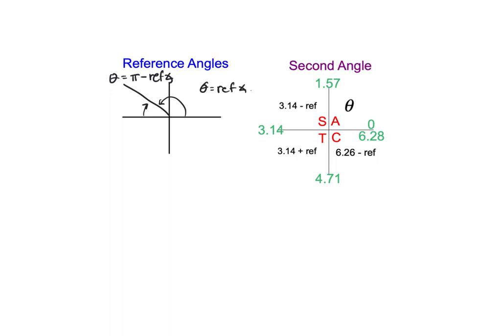Remember, we're in radians. If I was in the third quadrant, it would be pi plus the reference angle. And in the fourth quadrant, if my reference angle's there, my angle would be 2 pi minus my reference angle.